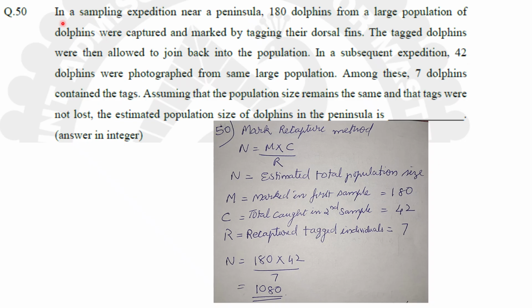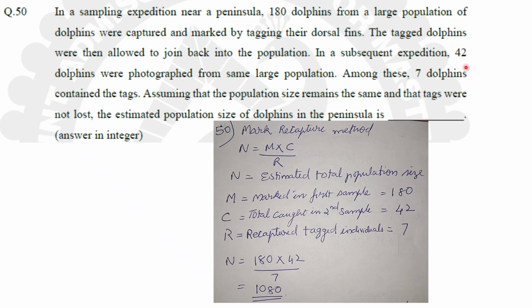Then in a sampling expedition near a peninsula, 180 dolphins from a large population of dolphins were captured and marked by tagging their dorsal fin. Okay, 180 dolphins they captured, marked by some color or by pricking or tying something around the fin of the dolphin. The tagged dolphins were then allowed to join back into the population. Then they left the dolphins back into the water.